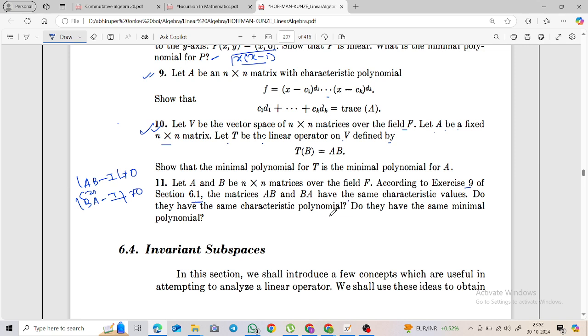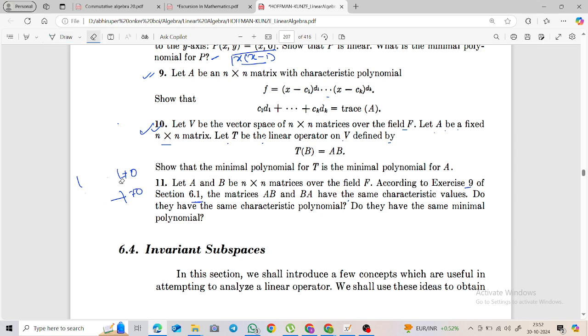Do they have the same characteristic polynomial? Do they have the same minimal polynomial? What do you think? AB and BA have the same characteristic values. Do they have the same minimal polynomial and same characteristic polynomial?